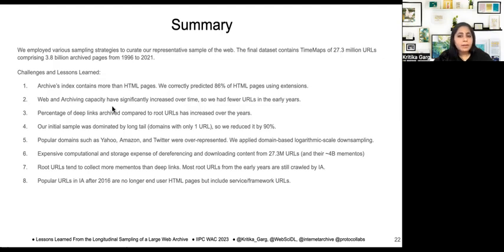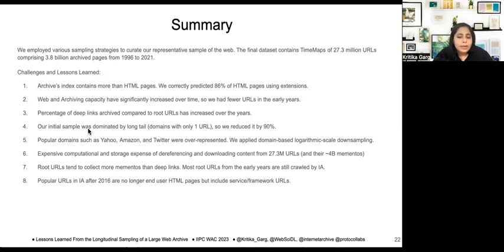Web and archiving capacity have significantly increased over time. So we had fewer URLs in the earlier years. Percentage of deep links archived compared to the root URLs has increased over the years. We also saw that our initial sample was dominated by the long tail of domains with only one URL. So we reduced it by 90% and only kept 10% of the tail.